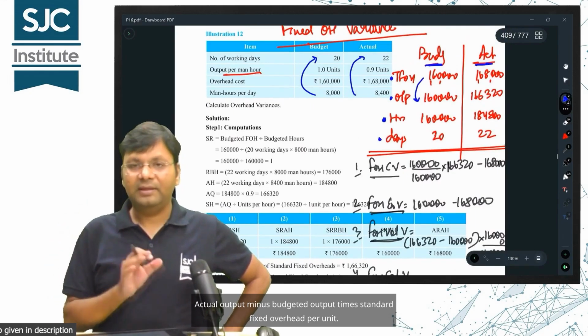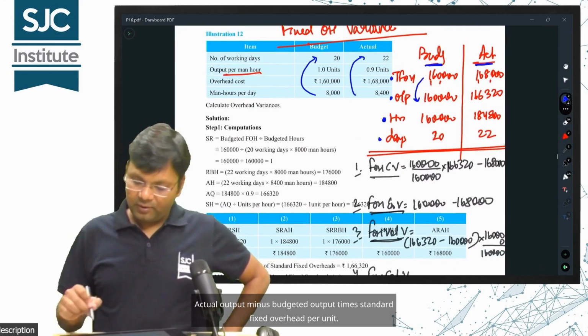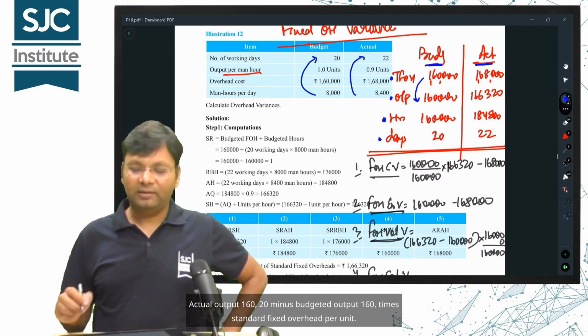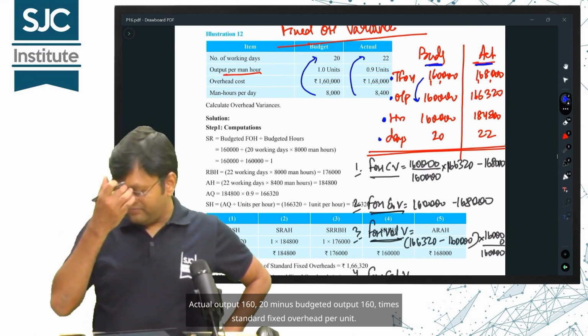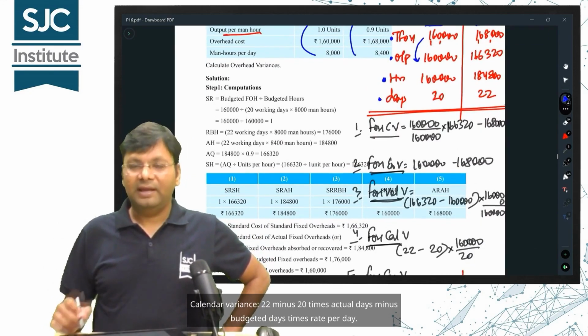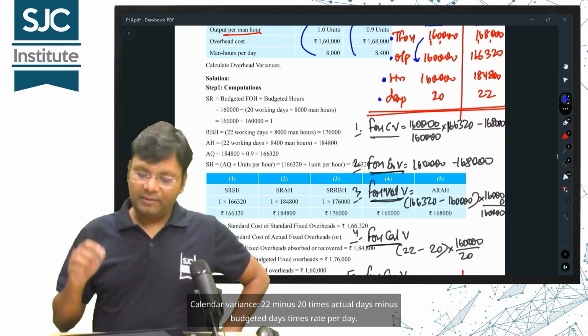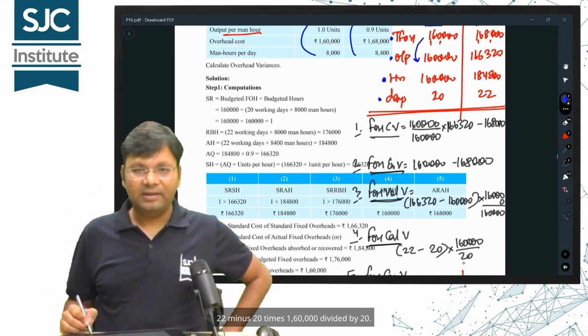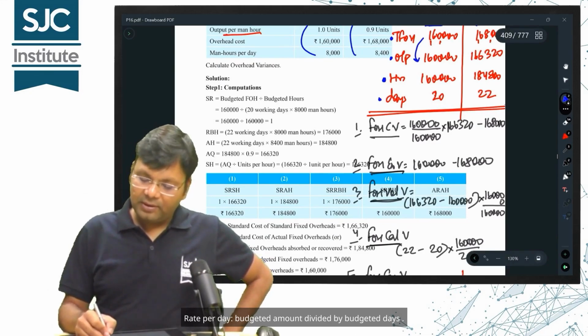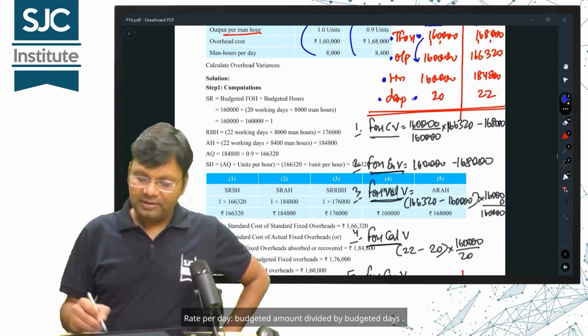Actual output minus budgeted output times standard fixed overhead per unit. Actual output 160, 20 minus budgeted output 160 times standard fixed overhead per unit. Calendar variance: 22 minus 20, that is actual days minus budgeted days, times rate per day. 22 minus 20 times 1,60,000 divided by 20. Rate per day is budgeted amount divided by budgeted days.